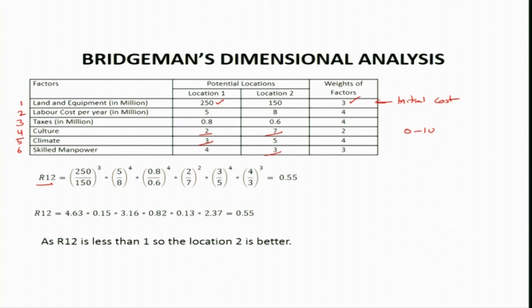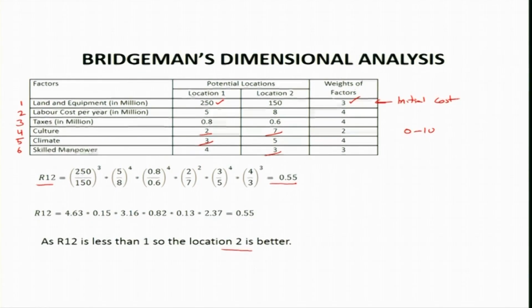We will calculate the score R 12, that is 250 by 150 raised to the power 3, 5 by 8 raised to the power 4, and so on like this, and we get a score of 0.55. Since 0.55 is less than 1, location 2 is better, so we will select location 2. This is how we can compare the 2 locations with the help of this.